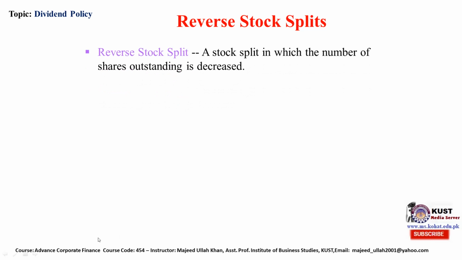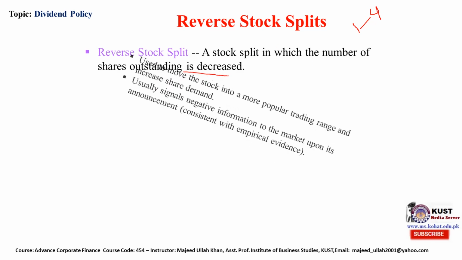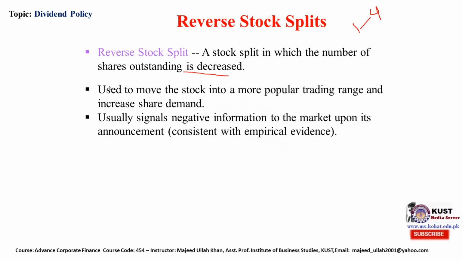Reverse stock split is basically when a company has a huge number of outstanding shares and a low par value, low share price. Then they do a reverse stock split, 1 for 4. If a guy has 40,000 shares, now he would have 10,000 shares. In a reverse stock split, the number of outstanding shares decreases while the par value increases.